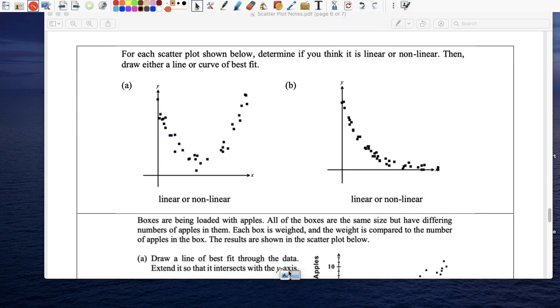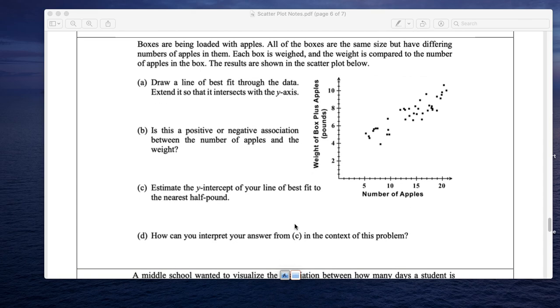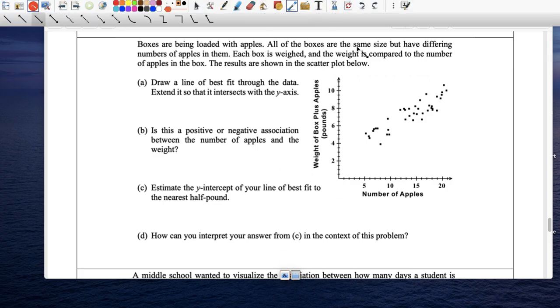Okay, I don't think we did this. So here are boxes loaded with apples. All the boxes are the same size, but have different numbers of apples in them. So you go apple picking. Each box is weighed, and the weight is compared to the number of apples in the box. Draw a line of best fit so that it intersects with the y-axis. So they're really asking us to intersect.